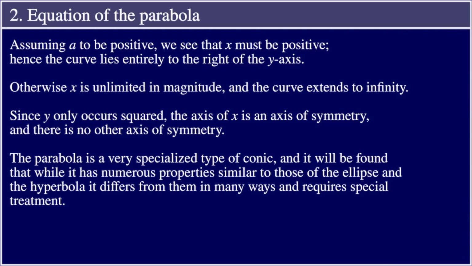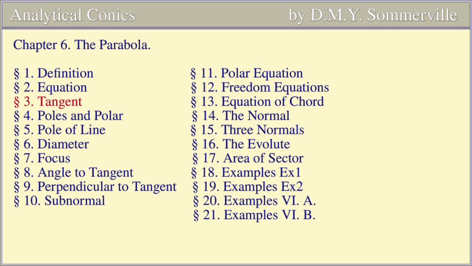Assuming a to be positive, we see that x must be positive. Hence, the curve lies entirely to the right of the y-axis. Otherwise, x is unlimited in magnitude. The curve extends to infinity. Since y only occurs squared, the axis of x is the axis of symmetry, and there is no other axis of symmetry. The parabola is a very specialized type of conic, and it will be found that while it has numerous properties similar to those of the ellipse and the hyperbola, it differs from them in many ways and requires special treatment.